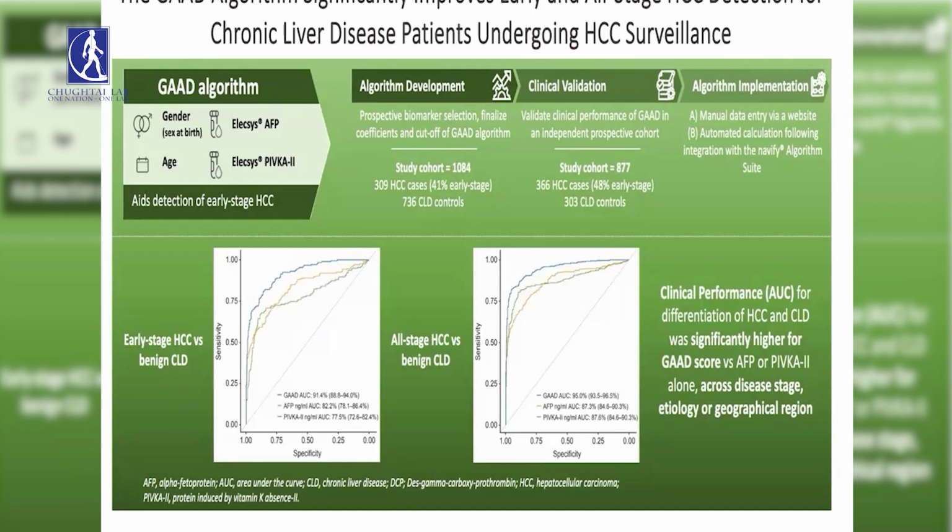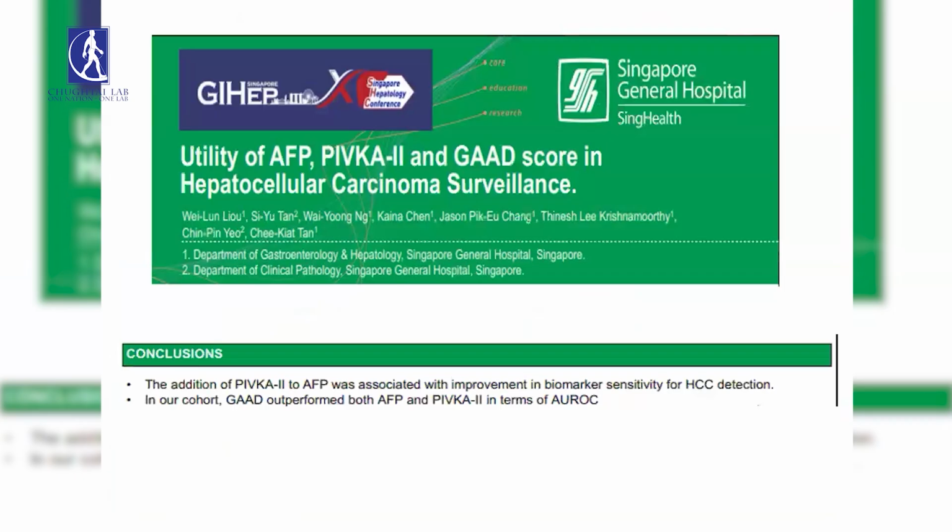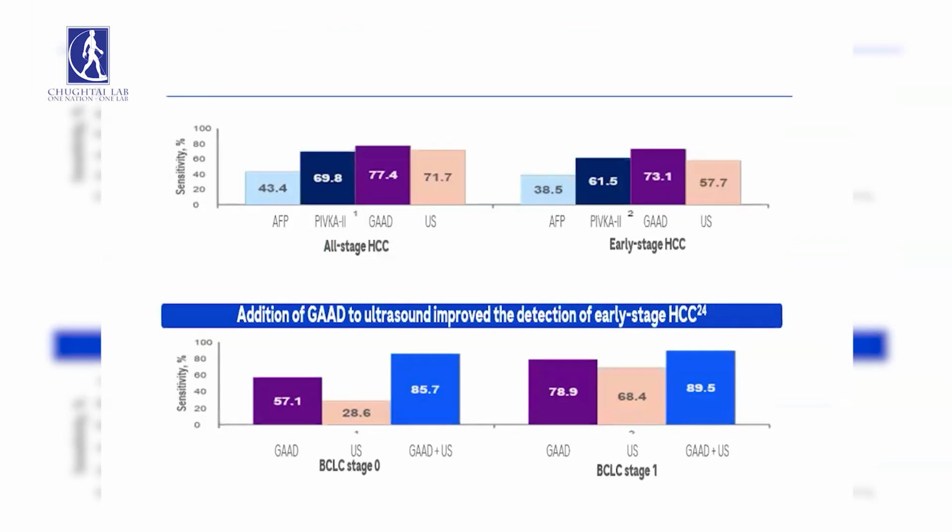This graph shows the clinical performance of GAAD compared to PIVKA and AFP alone. You can see the blue curve, which covers the maximum area under the curve, is occupied by GAAD. According to another study, GAAD outperformed both AFP and PIVKA in terms of area under the curve. This graph shows the sensitivity of GAAD at different stages of hepatocellular carcinoma.